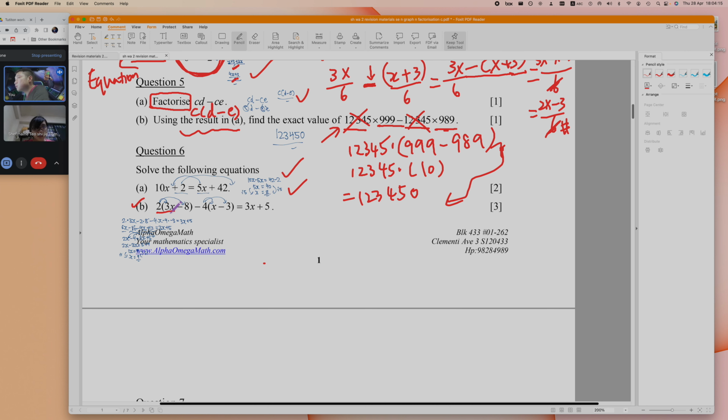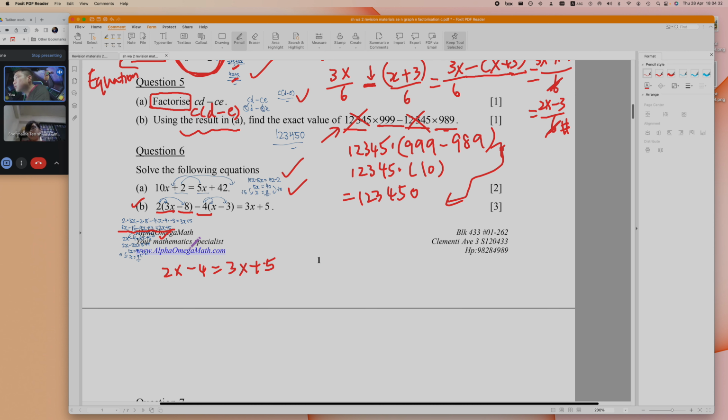So you have this one is 6x, and then you have minus 16. Okay, good. And this is minus 4x. Very good. Then it's plus 12. Okay, good. So far so good. Then after that you combine similar terms. So 2x minus 4 is equal to 3x plus 5. Okay, which is this one.